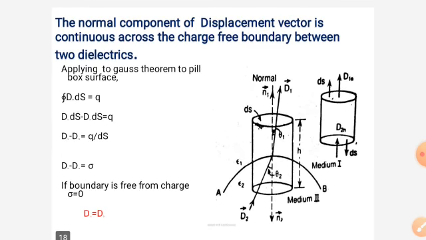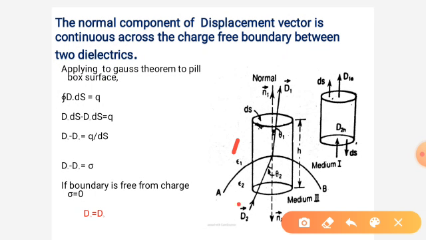First one is the normal component of displacement vector, denoted by D, is continuous, that is the same across the charge-free boundary, that is, a boundary having no charge. Consider the two dielectric materials epsilon 1, epsilon 2 separated by a boundary. Then how the displacement vector at this boundary, we have to calculate.